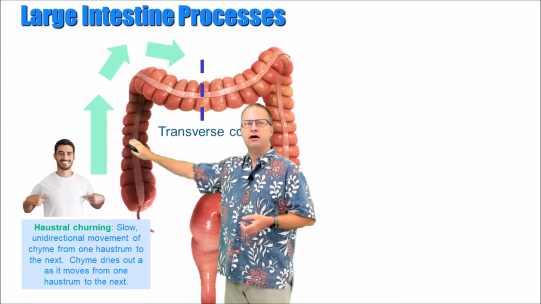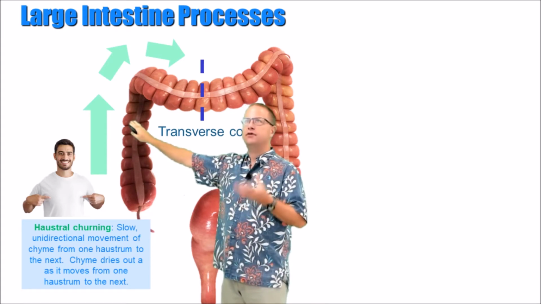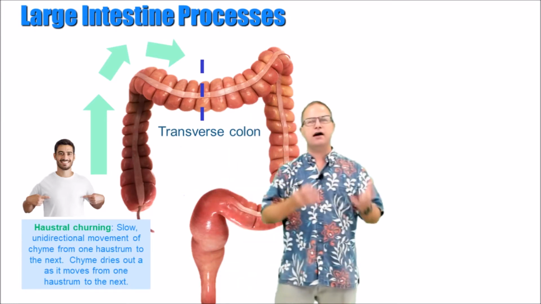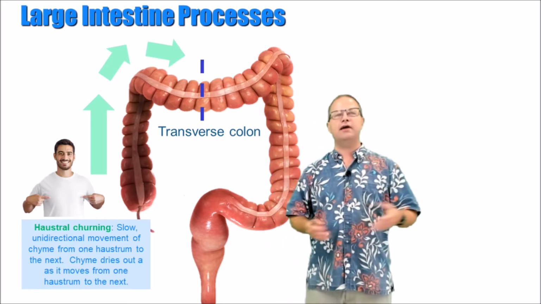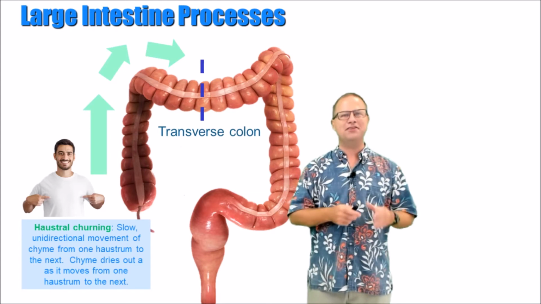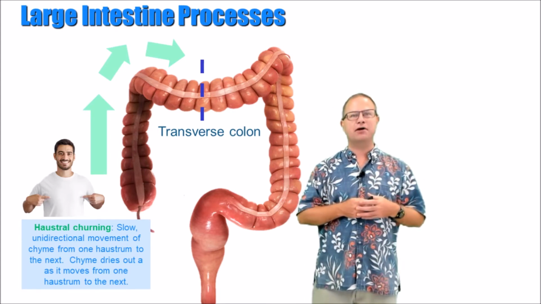After a while, that haustrum contracts. Bloop, goes to the next one. Sits there for a while, dries out, bloop, up to the next one. And this is a very gradual process. It's a process you're probably not aware of. You're walking around doing great things because it doesn't bother you at all. On the other hand, the next process is very apparent when it happens, and that's called mass peristalsis.